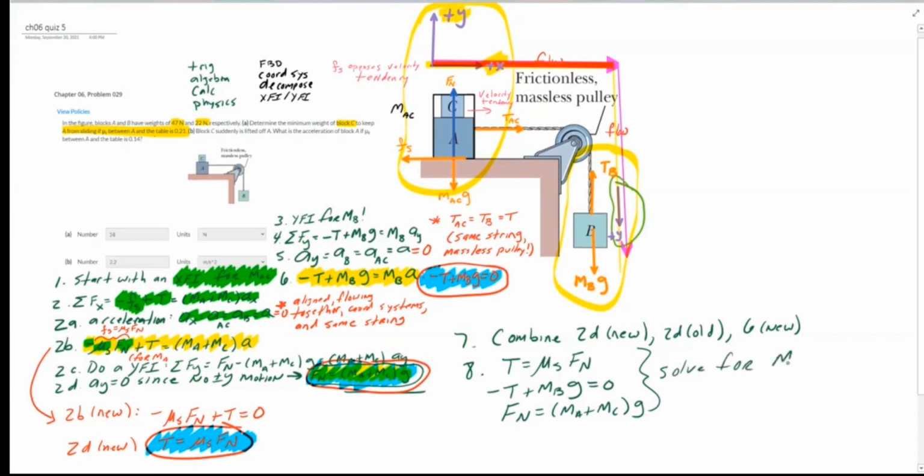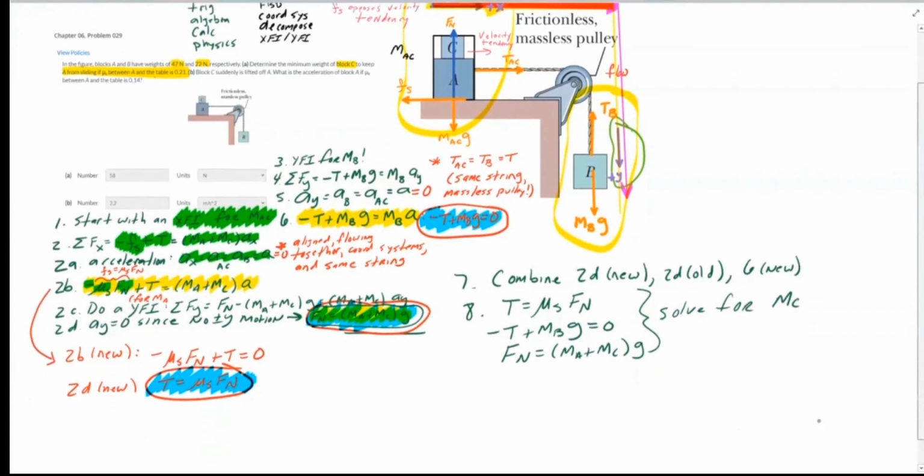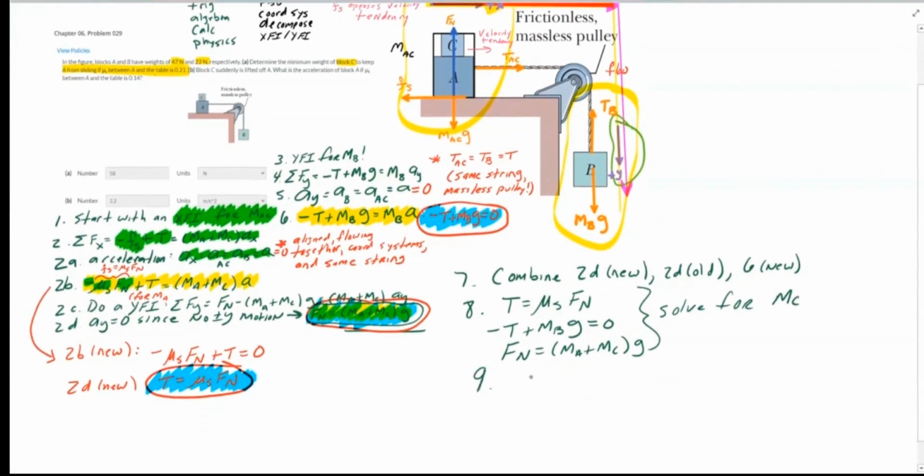for MC. And then once you solve for MC, you're going to do step number 9, convert MC to weight, because they're looking for a weight, which means you're going to take weight equals MC times G. So let's get an answer for the mass of C, and then multiply by 9.8. So let's go ahead and solve for MC. And I think that's kind of doable.